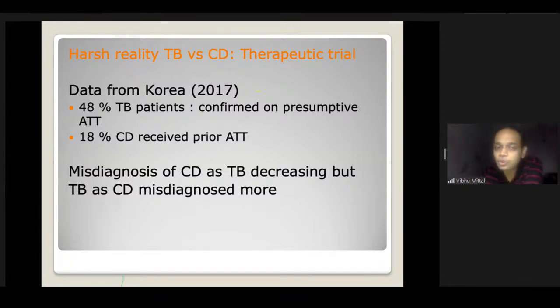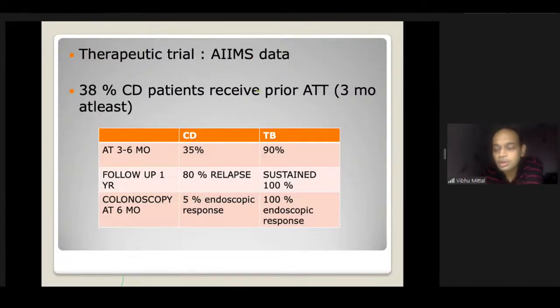While 18% of their Crohn's disease patients received prior ATT. Over the last 5 years, they have found a trend that they now more confidently diagnose Crohn's disease. So misdiagnosis of Crohn's as TB has decreased, but this has led to misdiagnosis of tuberculosis as Crohn's. There's data from AIIMS also, in which around 350 Crohn's patients on follow-up, around 38% had received at least 3 months of prior ATT.